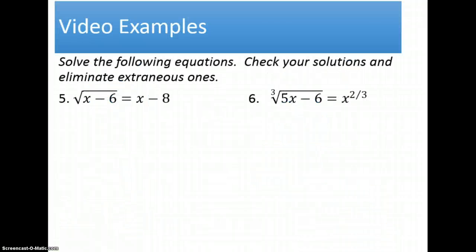Okay, so here are the two examples that I want you to do on your own. My little hint for you on number 5: when you square both sides, you have to expand this, x minus 8 times x minus 8, just like the second example that we did. Okay, we'll go over these in class.